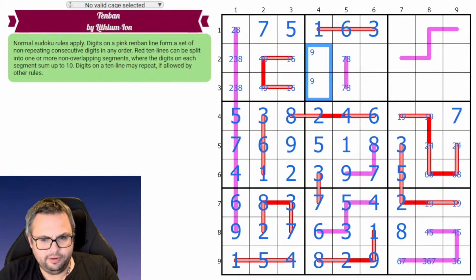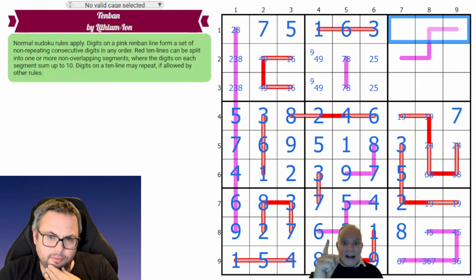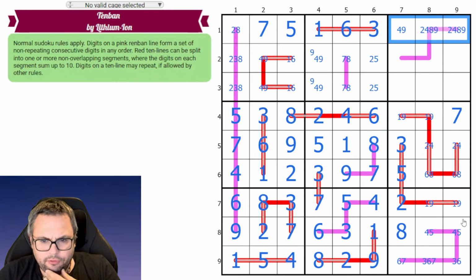Okay, these digits are something and something. 4 and 9. So these are the other ones, 2 and 5. Good. These digits are probably worth knowing. 2, 4, 8, and 9, huh?